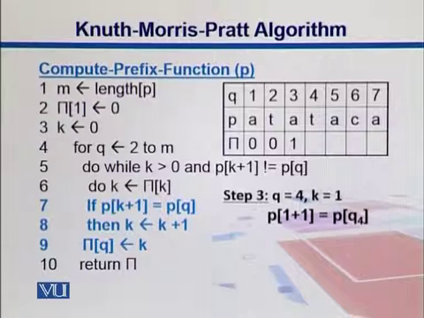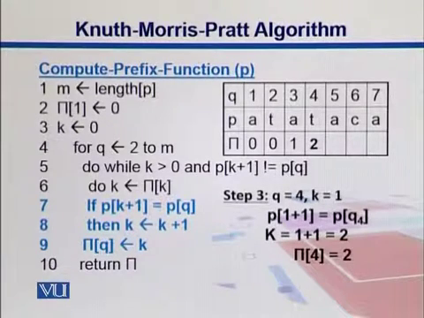That is, now K becomes 1 plus 1. It becomes 2. And we put that value of K, as per this number 9, in pi of Q. So that goes to 2. So we put that 2 over there. Pi of 4 now is equal to 2. This 4 is coming from the table, where the row starts with, it's labeled as, Q. So at the fourth position, we will put a value of 2.